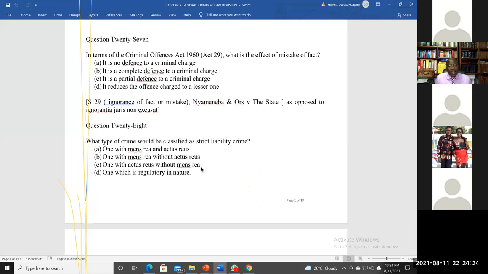A, one with mens rea and actus reus, certainly not, because we've explained what it is. B, one with mens rea without actus reus, certainly not. If you have only the guilty mind and you haven't done the act, that is no crime. If you are thinking of blowing up a building or a plane, and you haven't done that, it's just in your mind, that is no crime. Of course, if you are thinking of raping someone and you haven't moved and it's just in your head, that is no crime. So B will not apply. C, one with actus reus without mens rea. Yes, that is it. And D, one which is regulatory in nature. Not necessarily, because some offenses which emanate from regulations and all that may also require some mens rea.